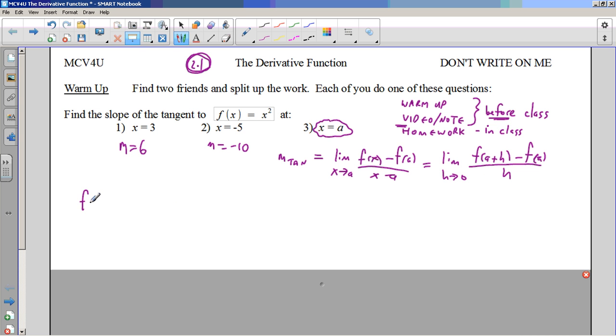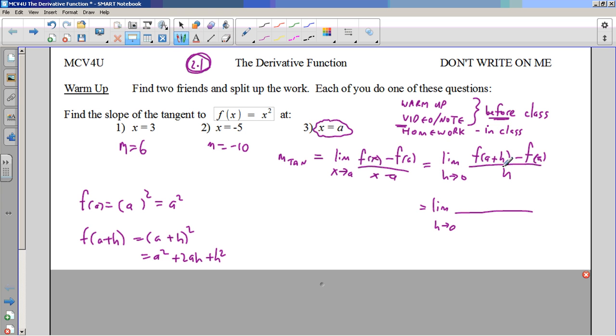I'm going to do a little work on the side here. f at a, when I have x squared, I took out the x, I'd fill it with an a. Well, that's just a squared, no problem. f at a plus h then is a plus h all squared. And when I put that into my instantaneous rate of change formula, what's called the difference quotient, I think, in your textbook, that part is this part, a squared plus 2ah plus h squared minus f at a, and that's a squared.